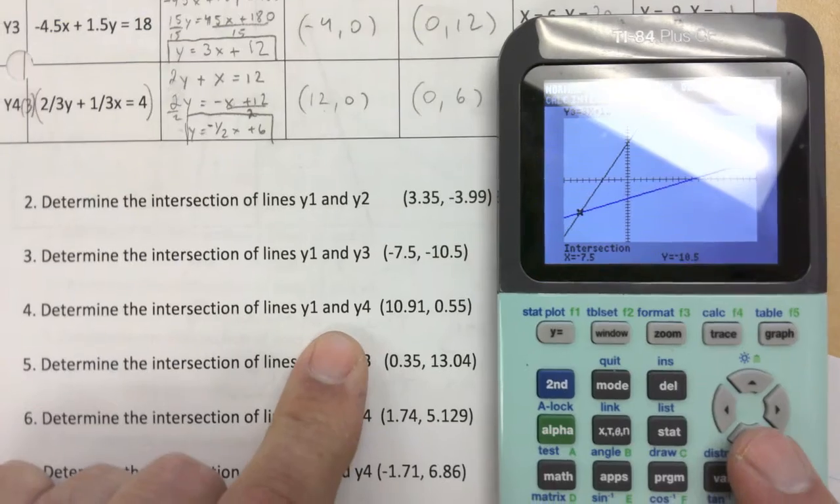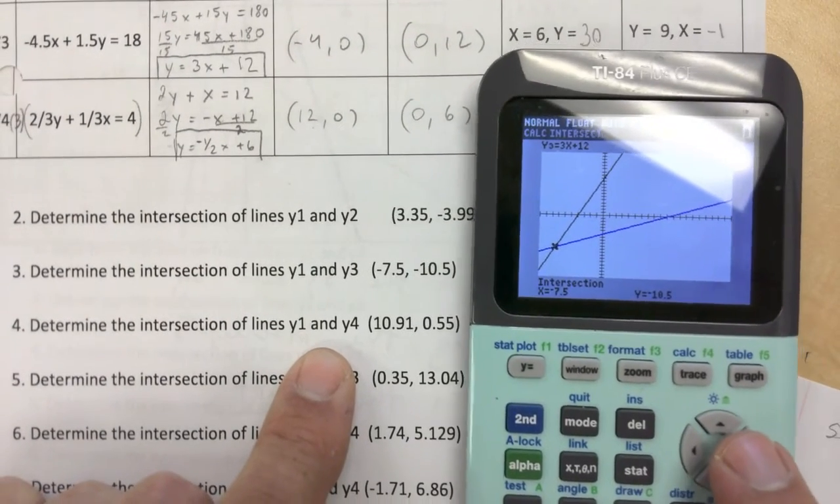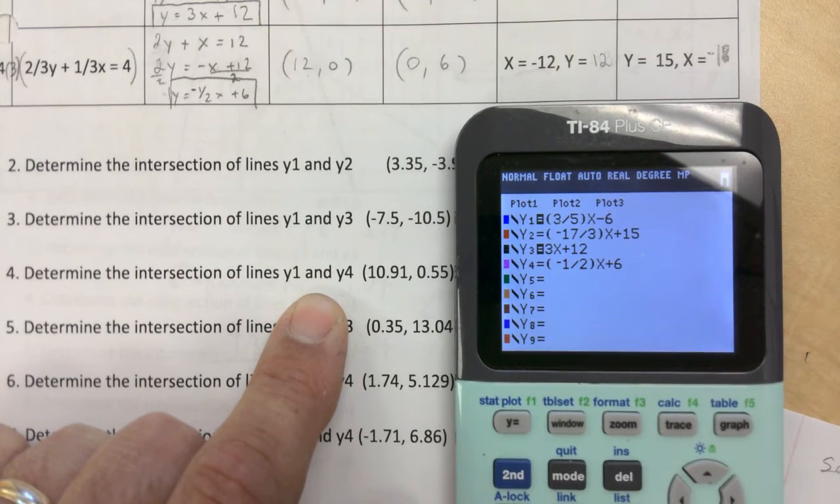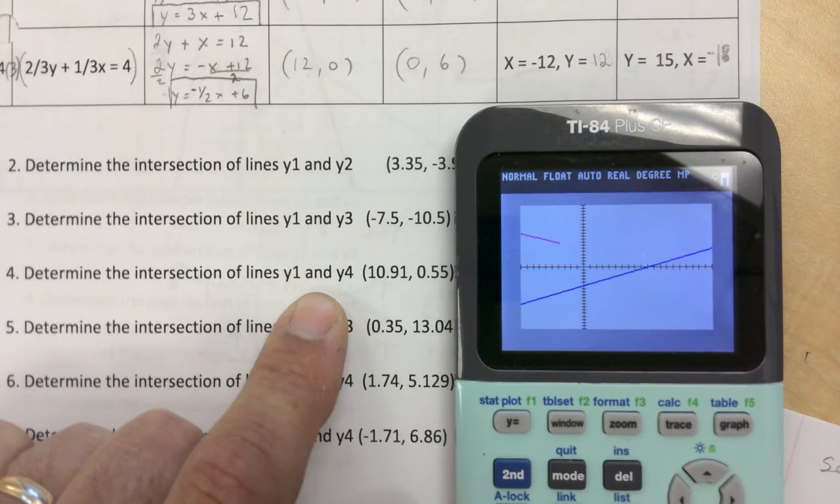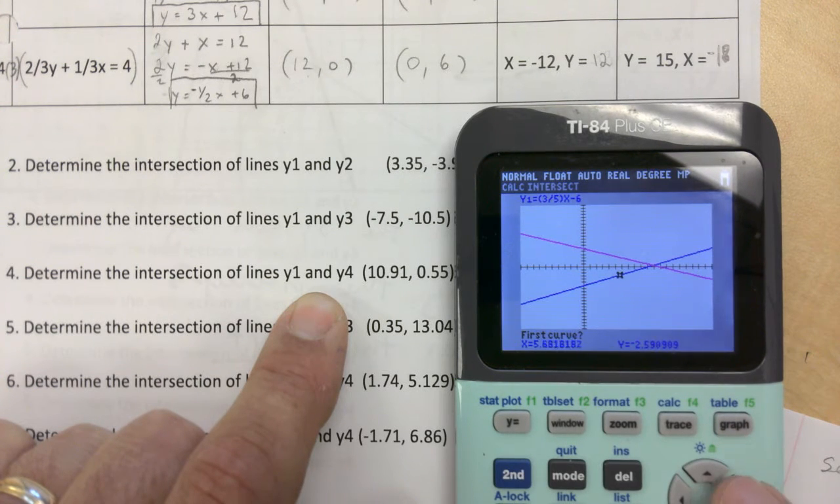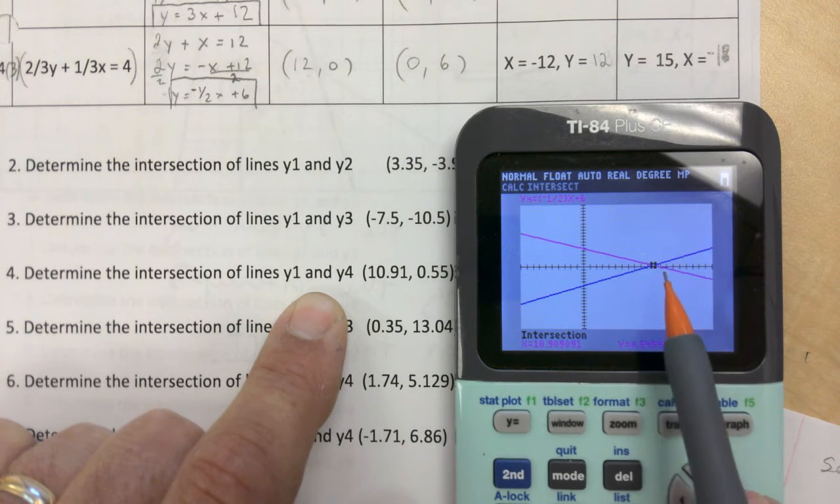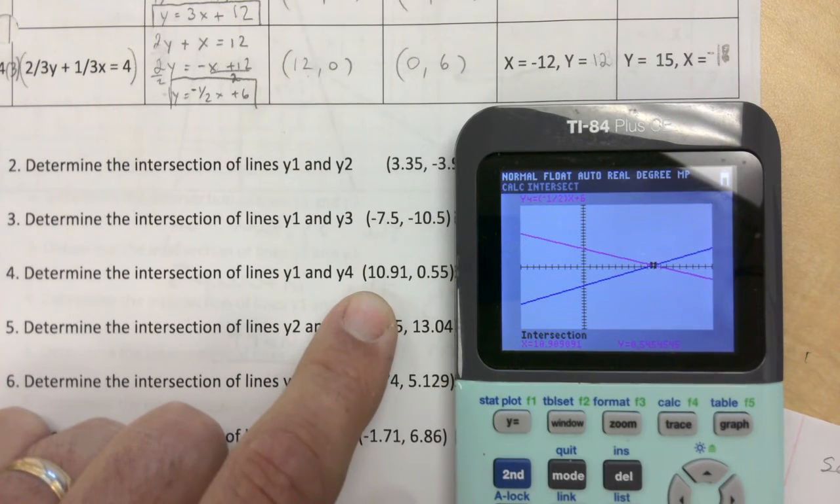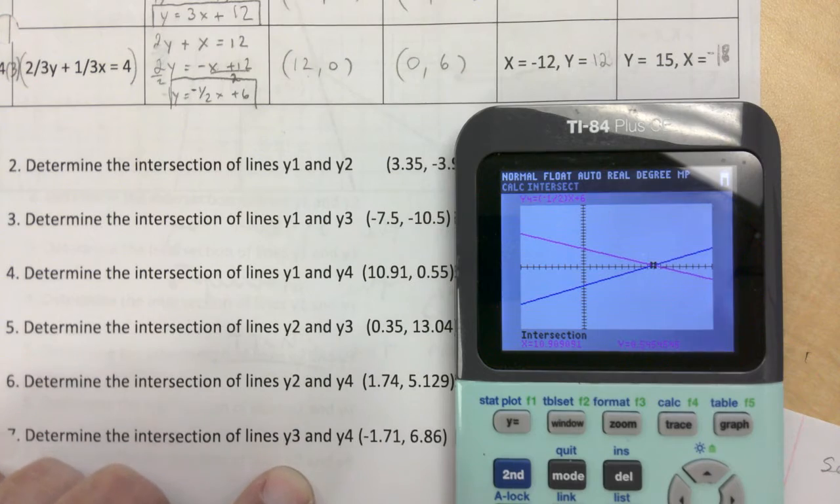And now we're looking for the intersection between y1 and y4. Okay, so we're going to turn on y1 and y4 and graph those. And then it's second trace 5. Hit enter, enter, enter. And that's 10.91, 0.55. It's just above the x-axis. Okay. And so forth, right?